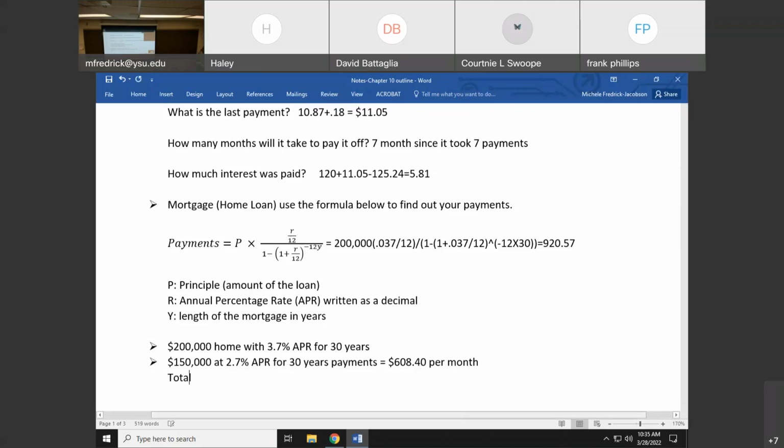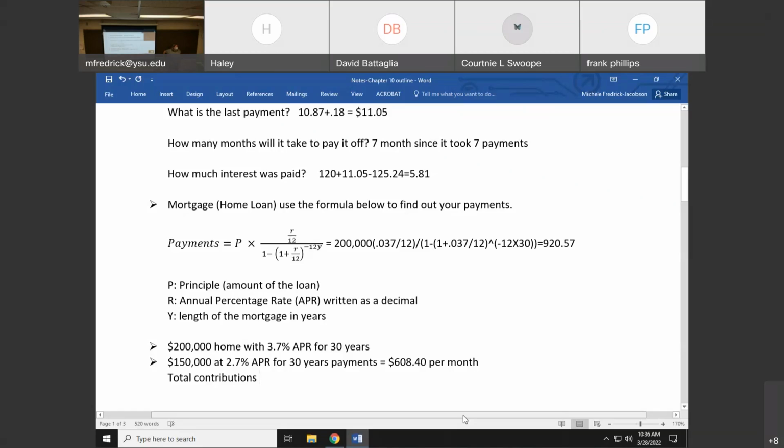Is the formula given to us on the test, or do we have to know it? Yeah, I'll give you the formula. It's hard enough plugging it in. This way I know you know how to plug it in. Are we getting $608.40? Okay.